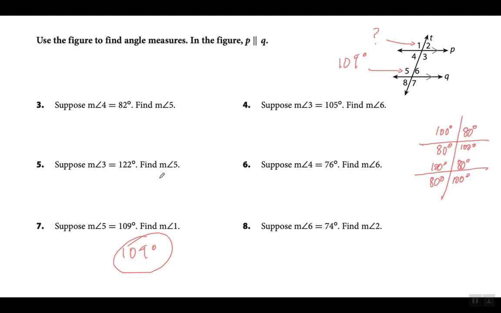Alright, now I can see. Oh, they're telling me angle 5 and I have to find angle 1. Angle 5 is this one, angle 1 is this one. I can just look down here. Okay, this angle and this angle, they have to be the same.